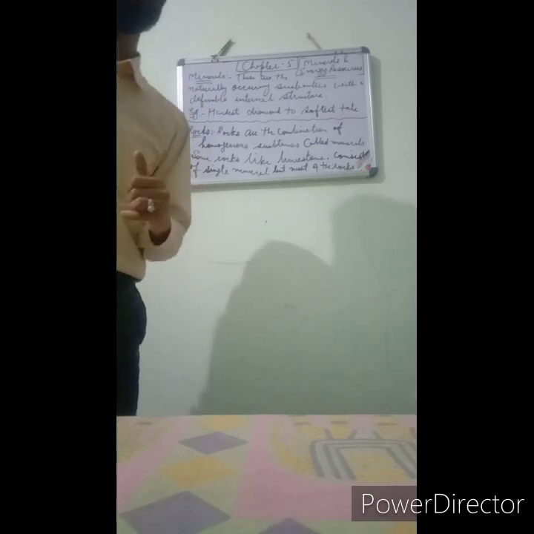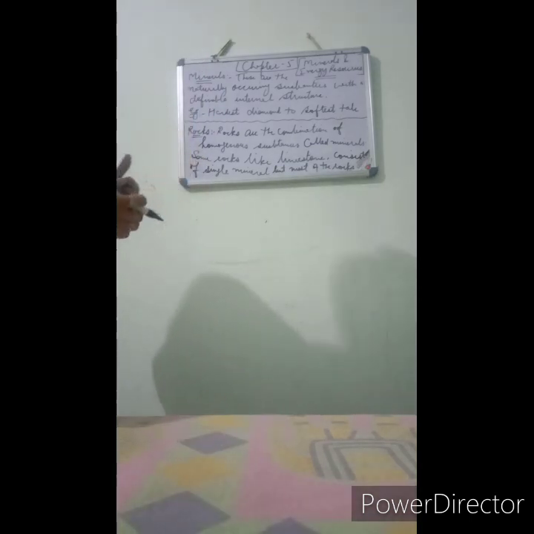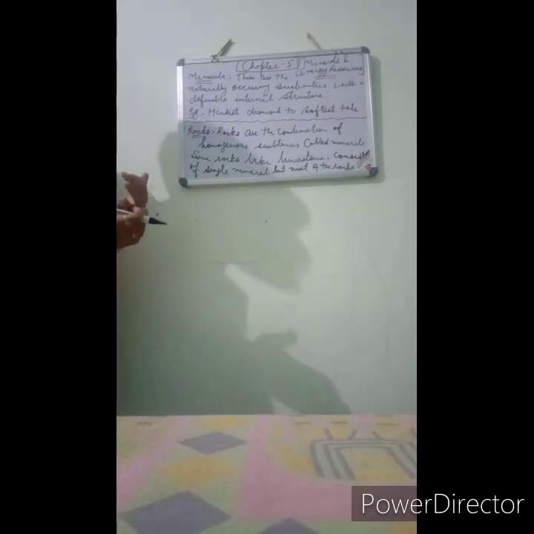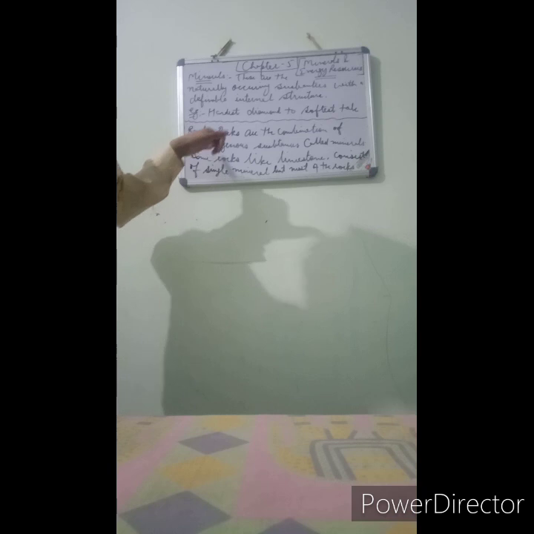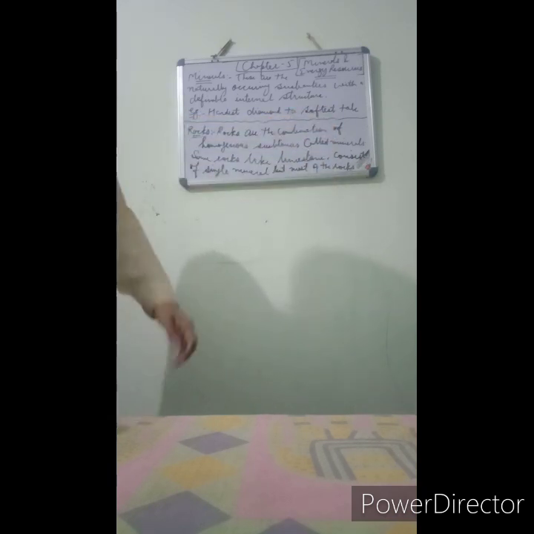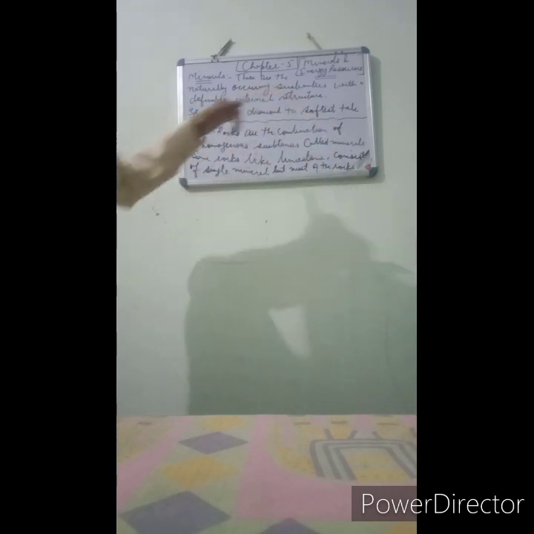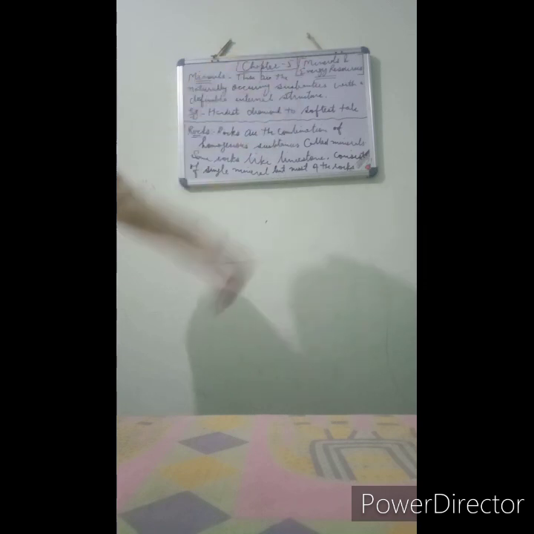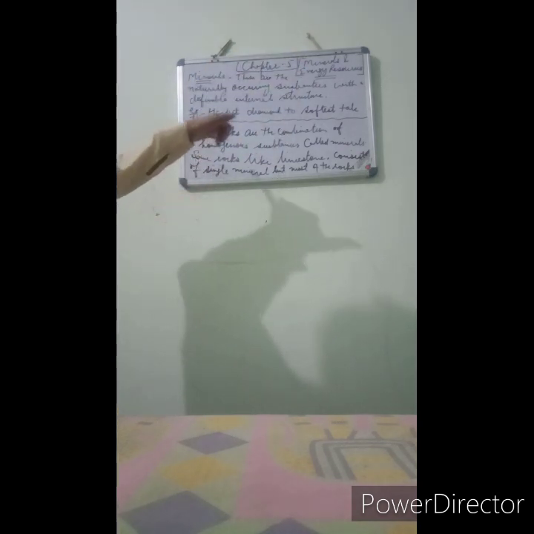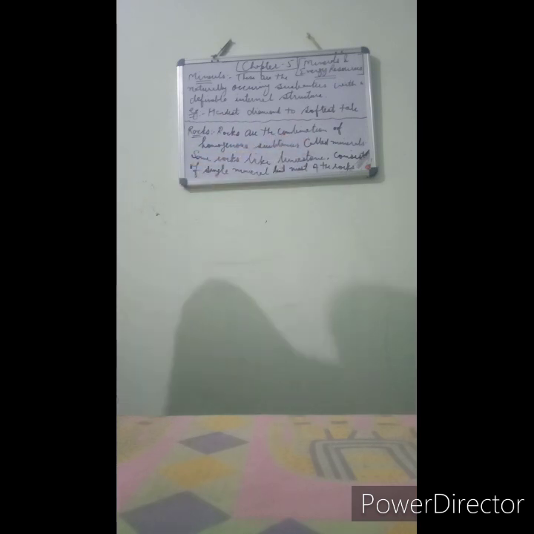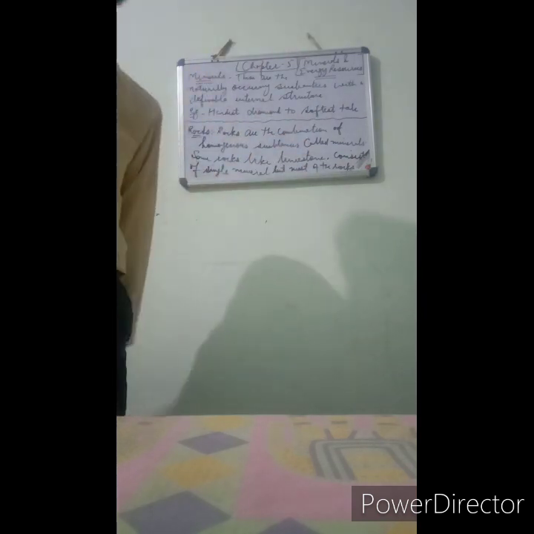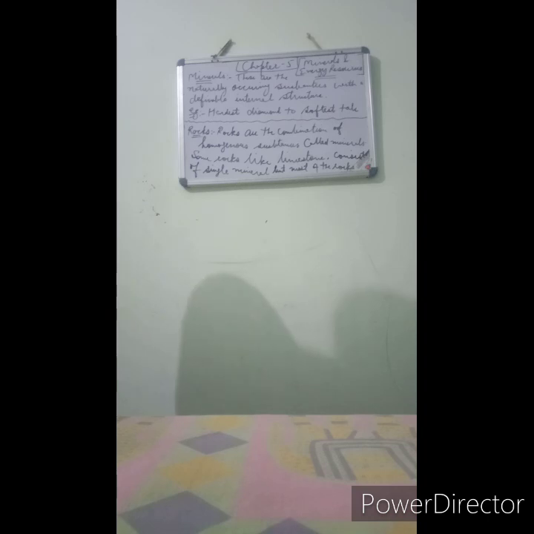Please write down another question: what is meant by the term rocks? Underline the answer in your books also. Rocks are the combination of homogeneous substances called minerals. Please underline. Some rocks like limestone consist of a single mineral, but most of the rocks are varied in nature, consisting of different types of minerals. Please underline.